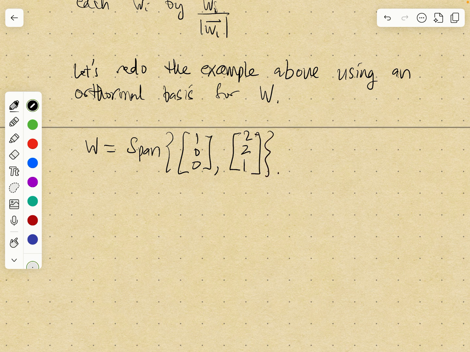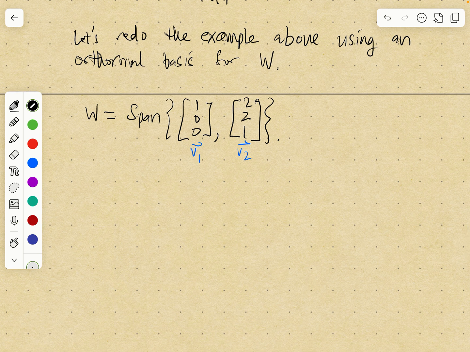So right now we have a V1 and a V2. This is not an orthogonal basis, because if you take the dot product of V1 and V2, you get 2, which is not 0. So first, let's find an orthonormal basis for W. Again, we want to find an orthogonal basis first, and then once you find the orthogonal basis, you scale everything down to get an orthonormal basis. This is pretty simple. Our W1 is just going to be the same as V1, and W2 is V2 minus the projection of V2 onto W1.